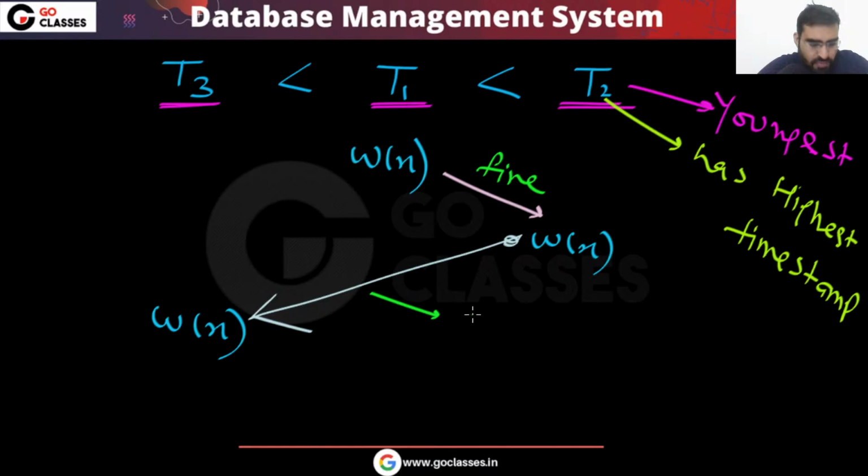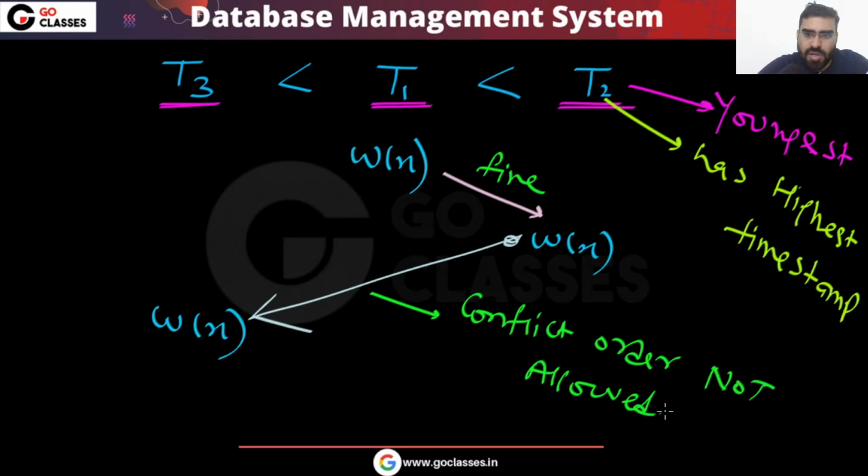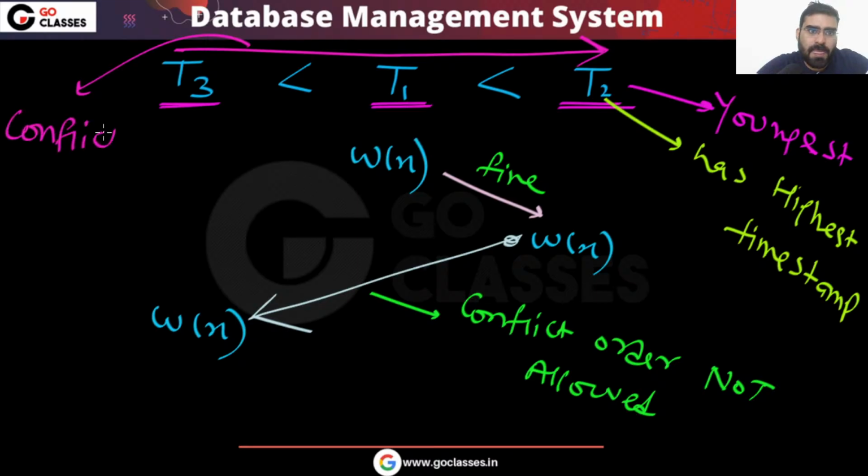Yes or no? This conflict order is not allowed. We do not allow this conflict order because the conflict order should be like this. So this conflict order is not allowed. Who is late? Tell me, who is going to abort?